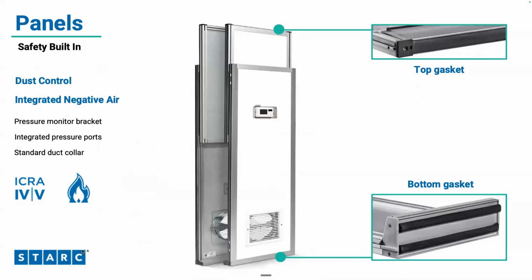So when we designed these, we were really thinking about how can we be part of that ICRA compliance solution? So we make sure that all of the perimeters have a nice gasket that seals to whatever surface it's touching, but we also build in features that allow you to meet the negative air requirements. So we have a specific panel that's adapted to connect directly to an air scrubber, as well as ports to be able to hang a monitor and monitor the negative air pressure from the outside.